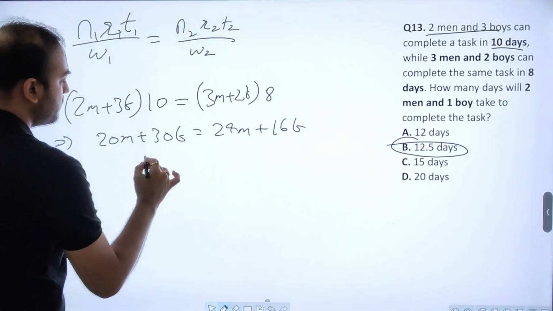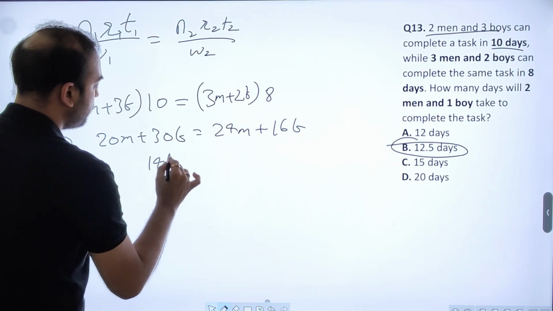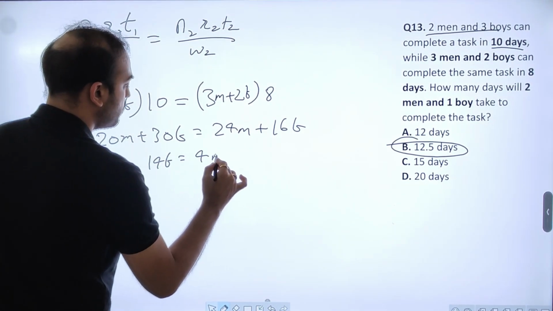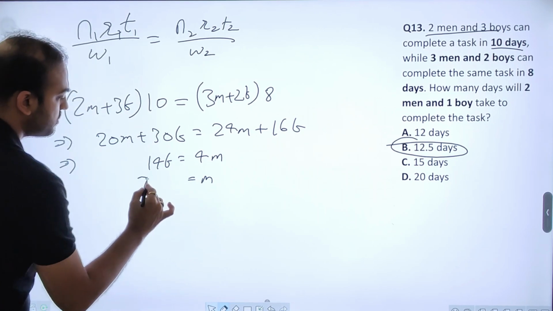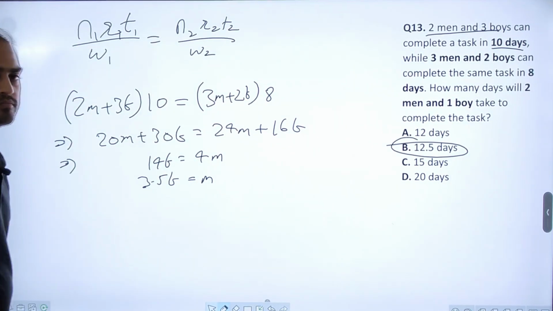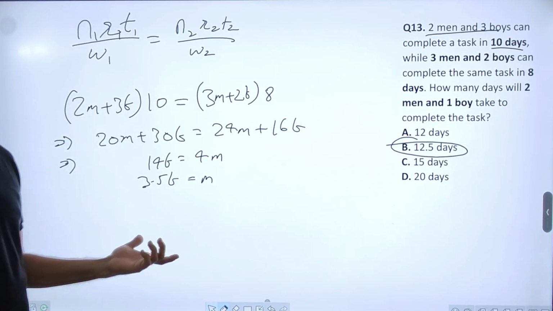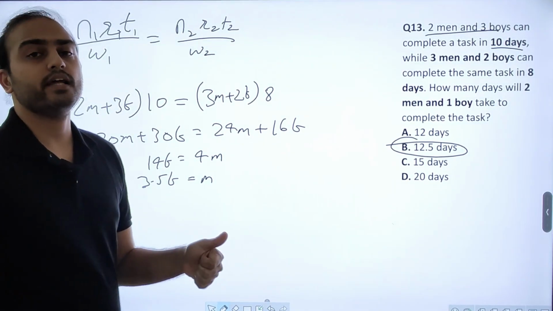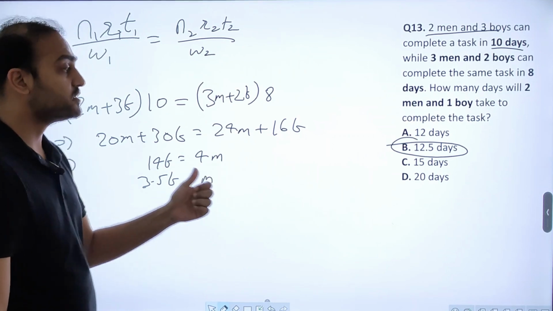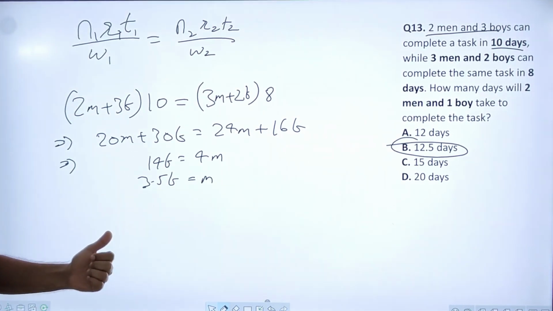We get 14B is equal to 4M, so M is equal to 3.5B. So we get a relationship between men and boys. This is with respect to their rate.